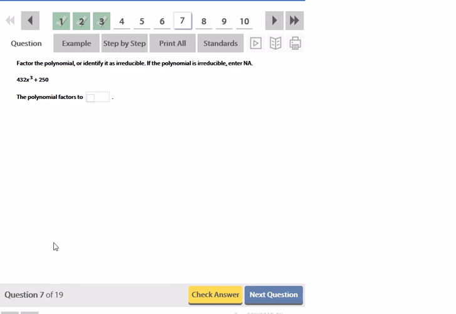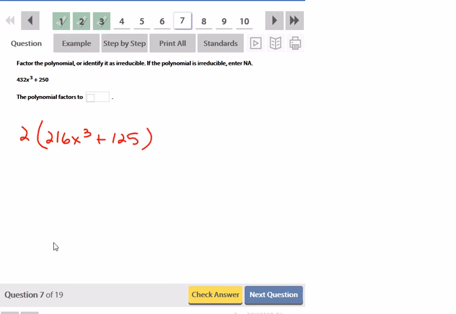Factor this polynomial or identify it as irreducible. So 432 and 250, well, those are both even numbers, so I know that they can both be at least divided by 2. The question is, can they be divided by anything else? And I don't believe they can. So if I factor out the 2 first, that would leave me 216x to the third plus 125.